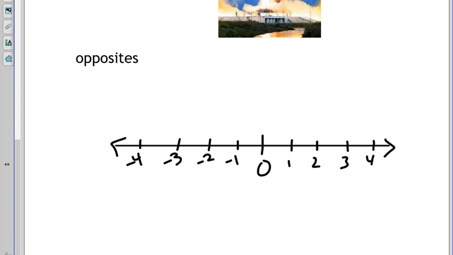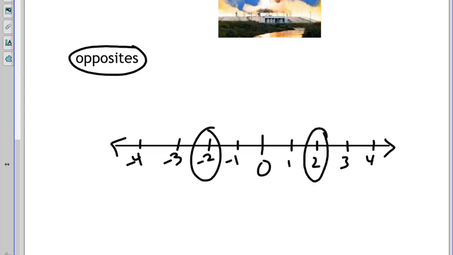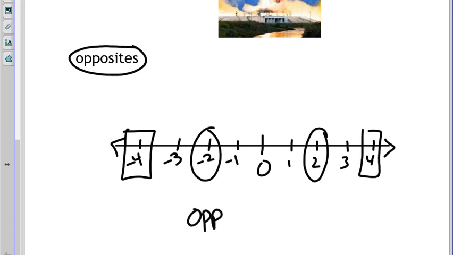Now let's talk about the term opposites. Opposite numbers are on opposite sides of 0. So the opposite of -2 is +2. The opposite of -4 is +4. They are equidistant from 0. Basically, you're just changing the sign. The opposite of 100 is a -100, and it's that easy.